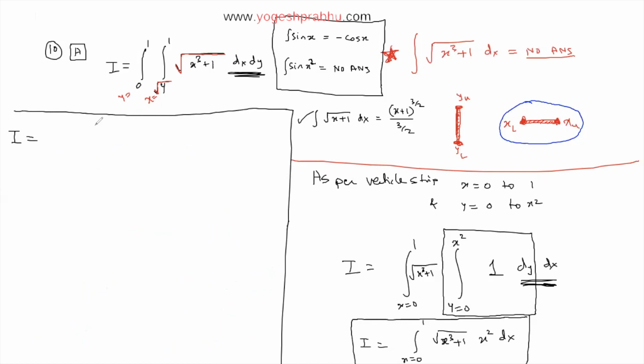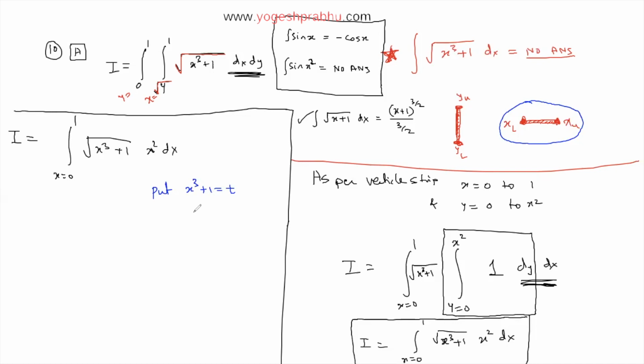So now I want to solve the integration from x equals 0 to 1 of the square root of x cube plus 1 times x square dx. Now in this case it is going to be very easy. Look, whenever you have an integration, the best way to solve an integral is by the method of substitution. So we will put x cube plus 1 equals t.